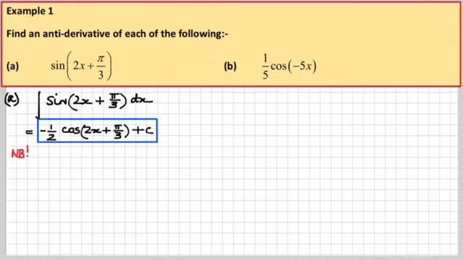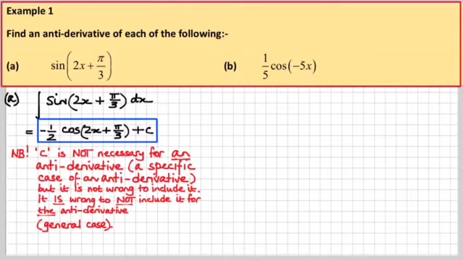All right, excellent. Now, I've just given you a great big reminder there that you don't have to put the plus c for an antiderivative, but you do have to put it for the antiderivative. Okay, so I've just emphasized here, it is not wrong to include it if you do include it, but it is wrong to not include it for the antiderivative, which means the general case. I can't emphasize that enough. So if you just want to put it in for safety, that's fine.